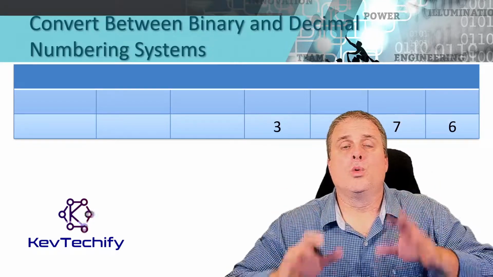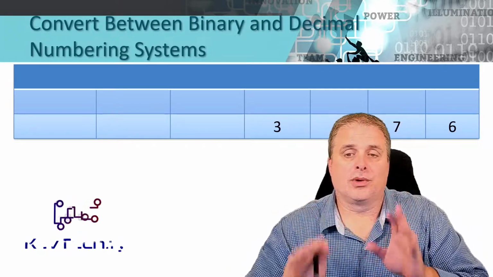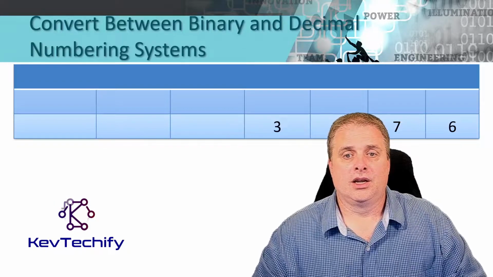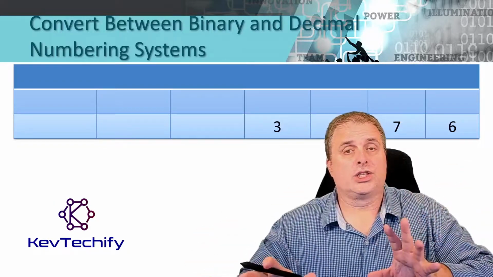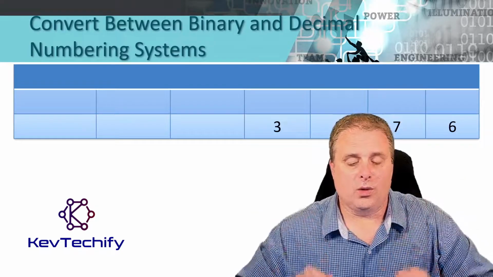So right now, we're going to look at the decimal number 3,276. I created this little chart. I put the values in there. We know these values.